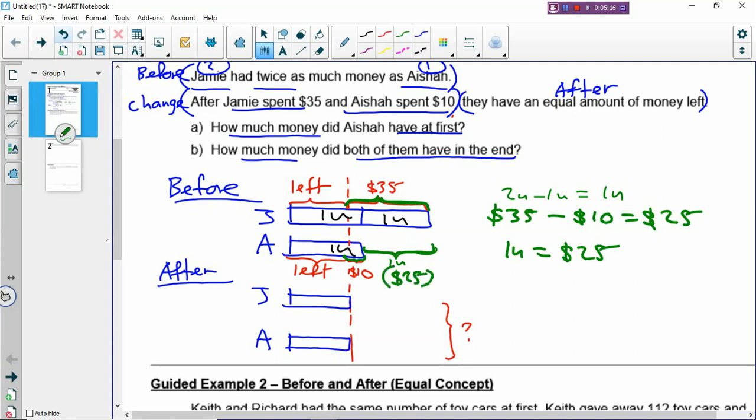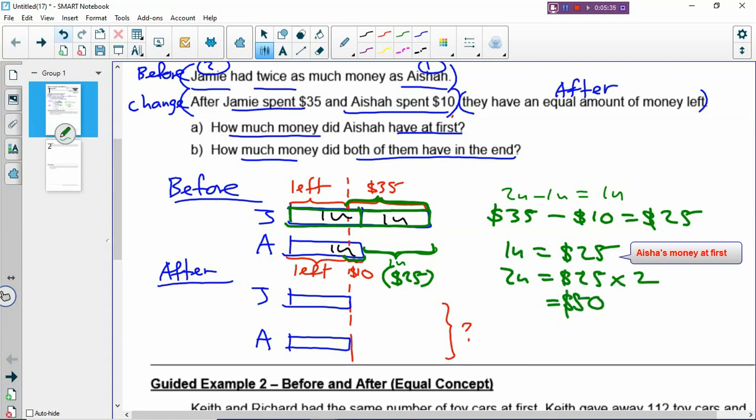Okay, and then once you get 1 unit is $25, you can use that to work out the part A. So how much did Aisha have at first? Which is actually 2 times, or 2 units, right? 2 units. So Aisha must have 25 times 2, right? So Aisha has $50 at first, and you got your part A already, right?